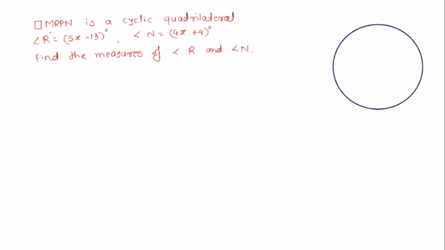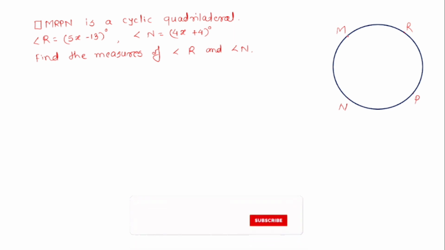Now as quadrilateral MRPN is a cyclic quadrilateral, that means all these four vertices, that is point M, point R, point P and point N, must be on the circle. According to the definition of cyclic quadrilateral, all the vertices of that quadrilateral must lie on the circle. So if we join these vertices, we get a quadrilateral which is a cyclic quadrilateral.